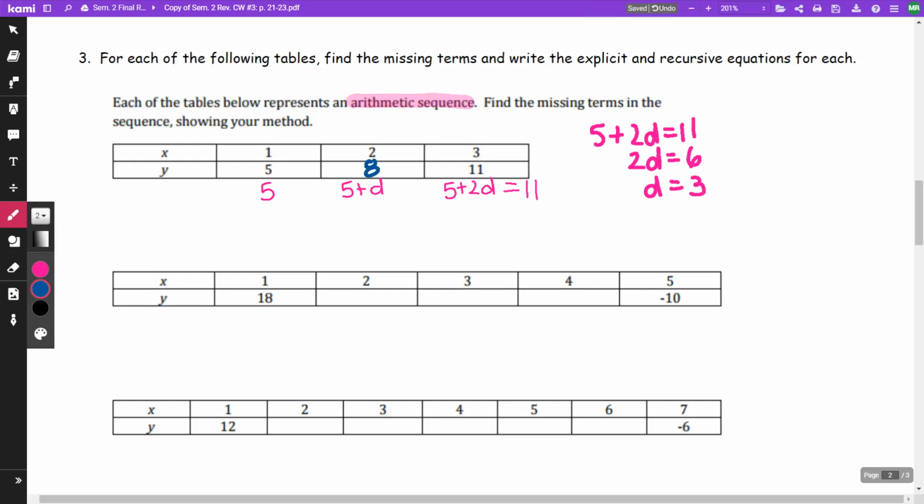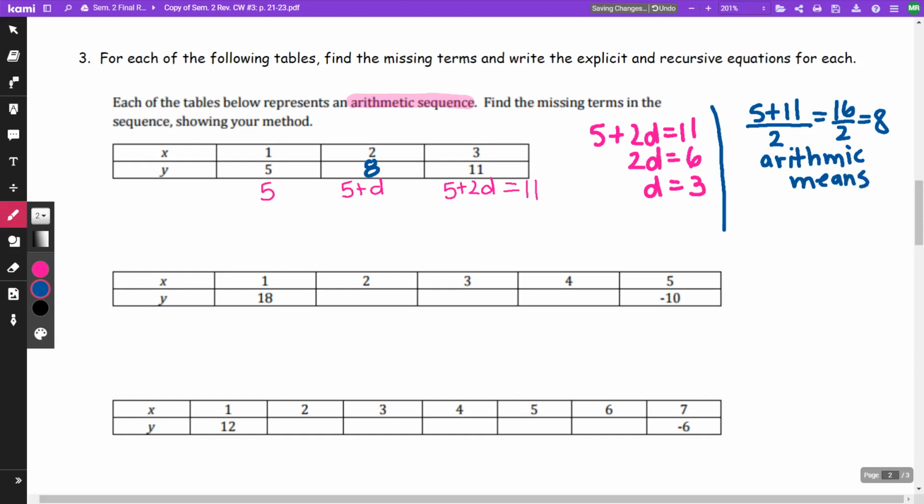Another way to have worked out that same problem is if I was to average 5 and 11 together and divide by 2. So I add them up, divide by 2, I get 16 over 2, which is 8. That also would have given me that middle term. This method right here is called arithmetic means. Okay, so either way. Now they do want a recursive and they want an explicit.